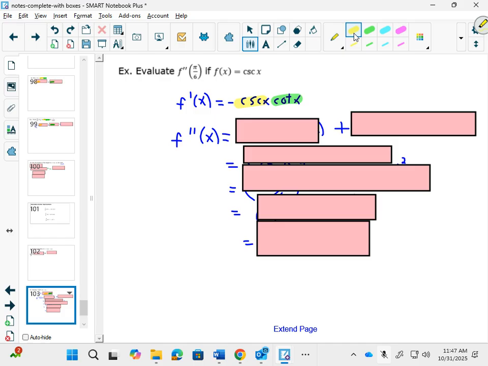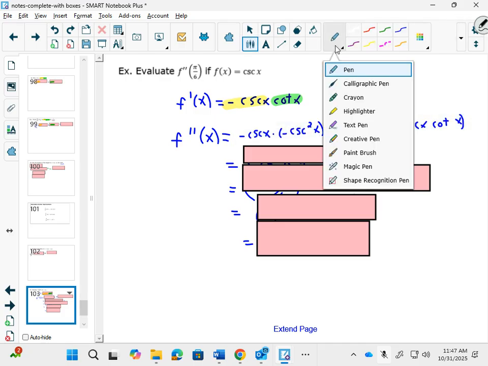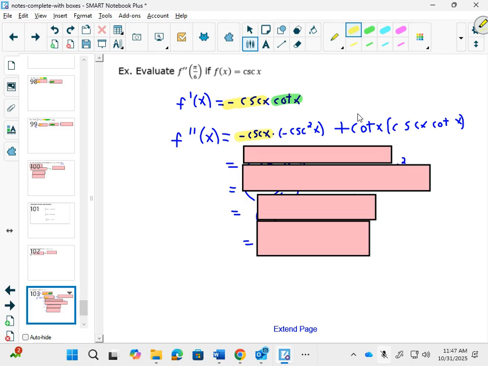With a negative sign out in front, I can put that in with the first one. So what do we do with product rule? Keep the first one the same. Shortcut for cotangent, negative cosecant squared. Plus, keep the second one the same. Shortcut for cosecant, negative cosecant would be cosecant x, cotangent x.